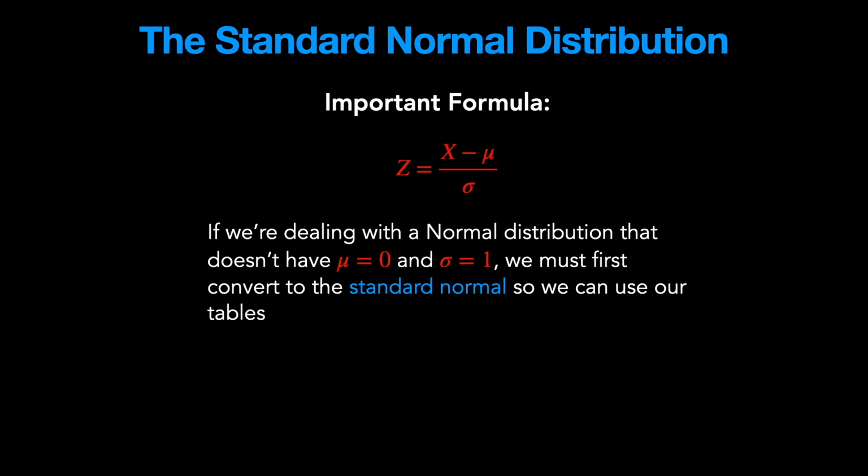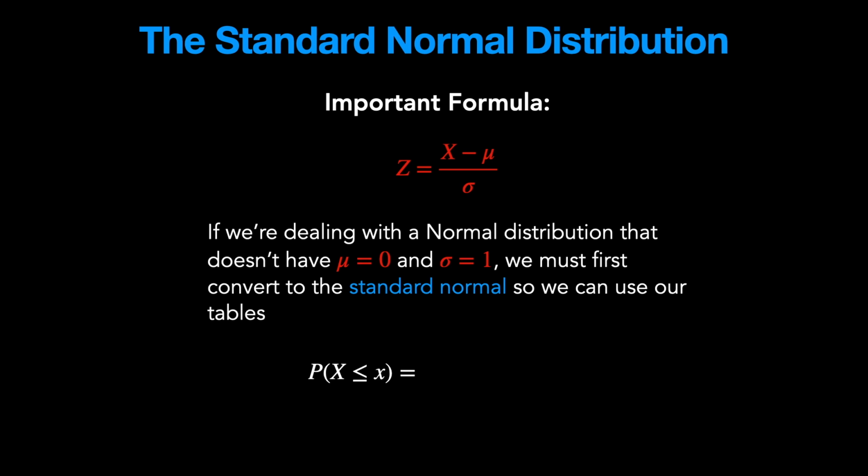Because the normal distribution can have an infinite number of combinations of different mu's and sigmas, we would have an infinite number of tables that we would need to use. So the standard normal is the one table that we do use, and therefore whenever we're given a problem that has to do with a normal distribution, we have to convert to the standard normal so that mu equals 0, sigma equals 1, using the formula in red, so we can use our tables.